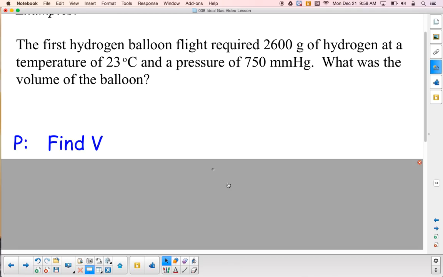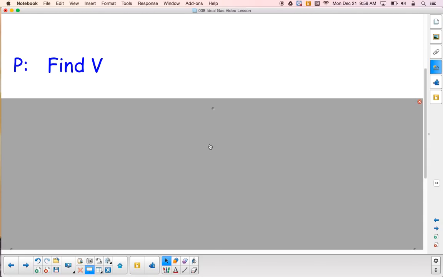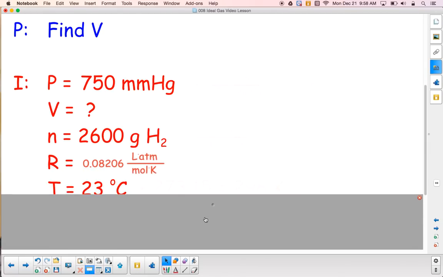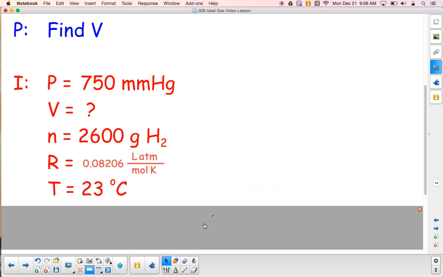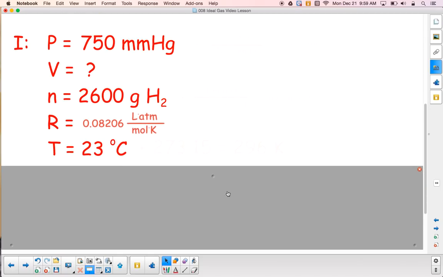My problem here is that I need to find the volume. I'm going to take a quick read through the problem and gather all of the information. So reading through the problem, we find out that the pressure is 750 millimeters of mercury. We don't know the volume. The amount of gas is given in grams, 2,600 grams of H2. Remember that hydrogen is diatomic. R, or the ideal gas constant, always stays the same, 0.08206 liter atmospheres per mole Kelvin, and the temperature is 23 degrees Celsius.